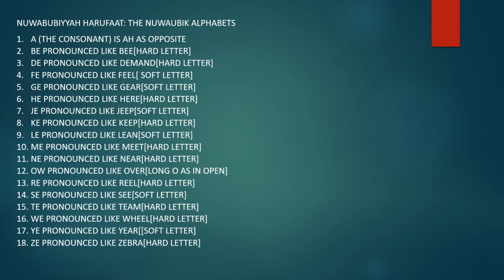I'm just trying to give you guys actual audio of what it would sound like with different letters influencing it. But the Z letter is hard, and so that would make the A hard, and a hard A in Nuwaubik is A, and a soft A in Nuwaubik is A. So A as an opposite, A as an apple.